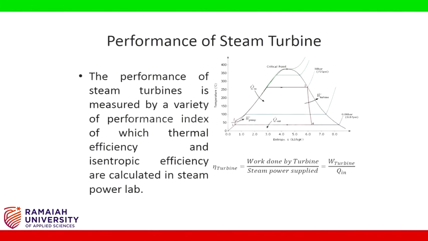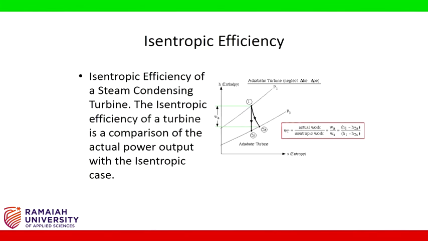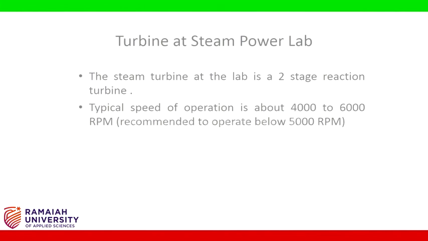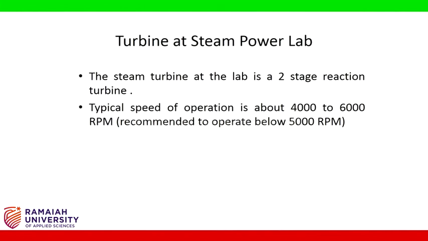The performance of steam turbines is measured by a variety of performance indices, of which thermal efficiency and isentropic efficiency are calculated in the Steam Power Lab. Isentropic efficiency of a steam condensing turbine. The isentropic efficiency of a turbine is a comparison of the actual power output with the isentropic case. The steam turbine at the lab is a two-stage reaction turbine. Typical speed of operation is about 4000 to 6000 rpm, and it is recommended to operate below 5000 rpm.